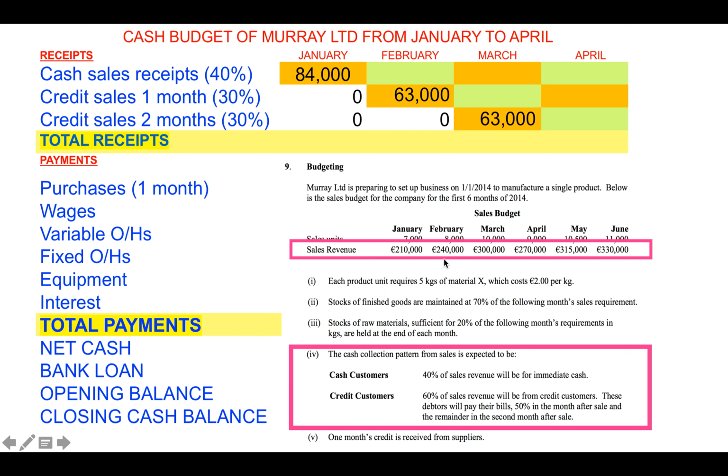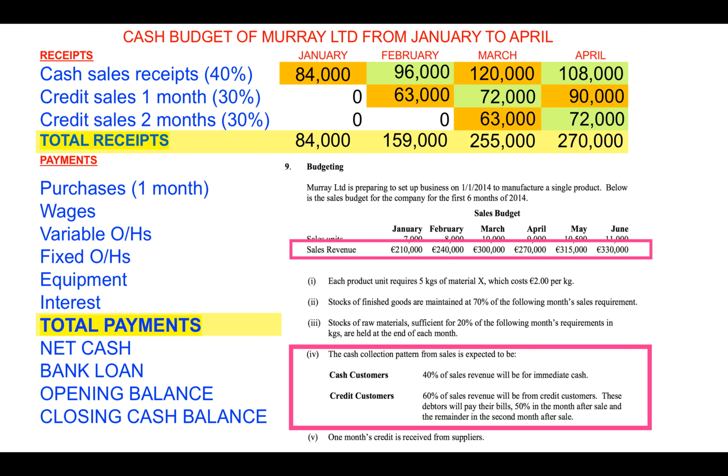Then February, 240,000 multiplied by 40% is 96,000. 240,000 multiplied by 30% is 72,000 and 72,000. Then March, 300,000 multiplied by 40% is 120,000. And then 300,000 multiplied by 30% is 90,000. Then in April, April's 270,000 multiplied by 40% is 108,000. So tot up all of the receipts there. You've got 84,000 in January, 159,000 in February, March is 255,000 and April is 270,000.